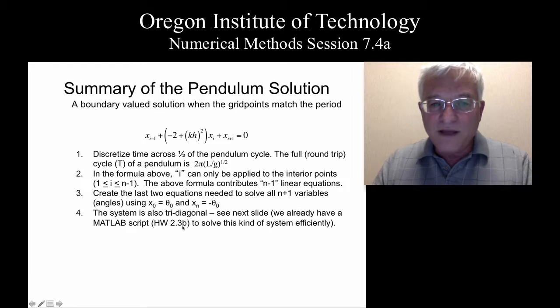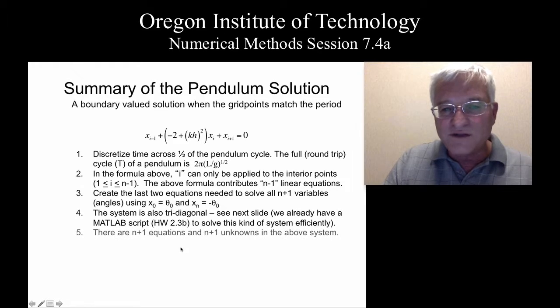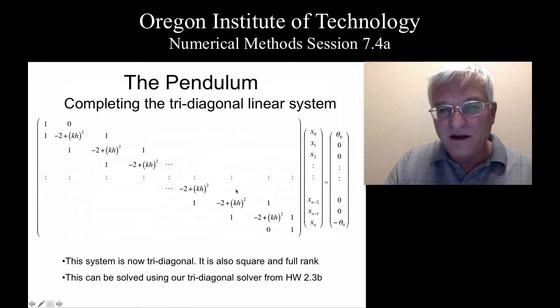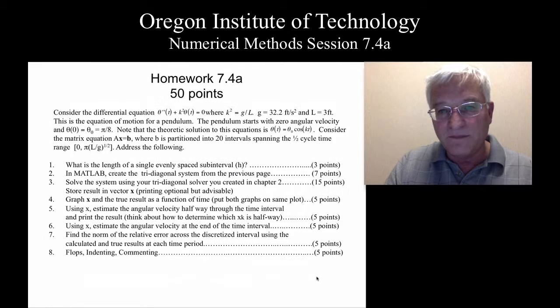Now you're going to go back to homework 2.3b, and you're going to use that as an efficient way to solve this problem. Okay, so you have your n plus 1 equations, you have n plus 1 unknowns. Here is the matrix you're trying to create. So go ahead and set that up in MATLAB and solve it using homework 2.3b.